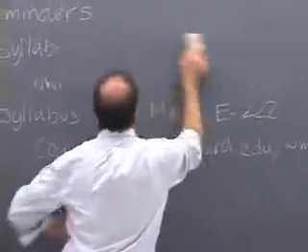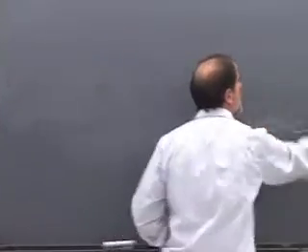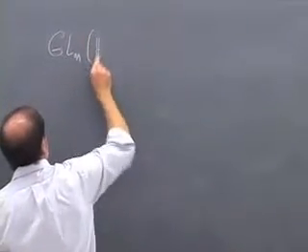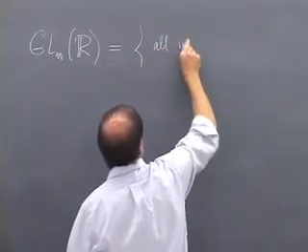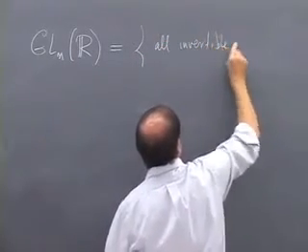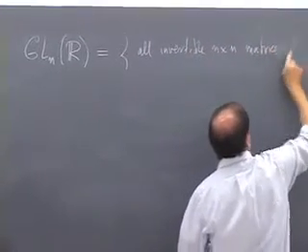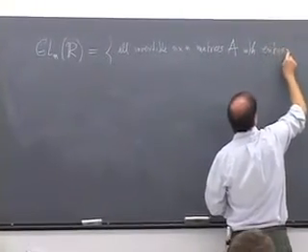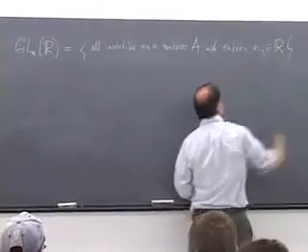Last time, I reviewed some concepts from linear algebra and defined our first group, which was the group I called GLN of R, which is the set of all invertible n by n matrices A with entries Aij in the real numbers.